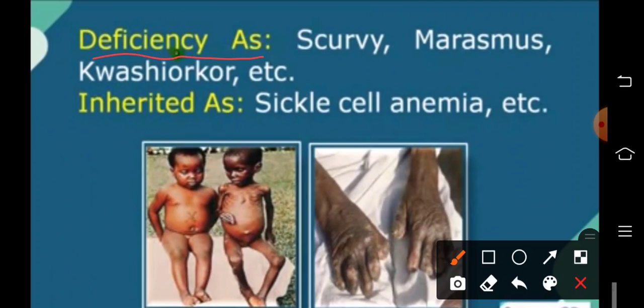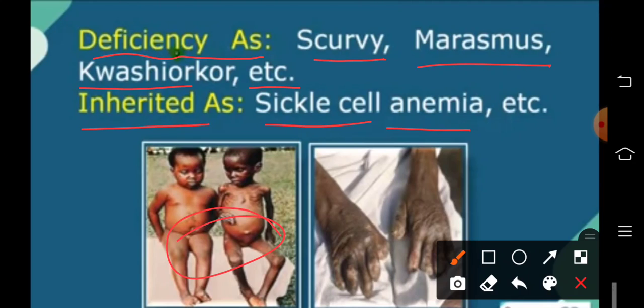Deficiency diseases such as scurvy, marasmus, kwashiorkor, etc. Scurvy you can see in the gums, due to deficiency of vitamin C. This is marasmus and this is kwashiorkor. Inherited means sickle cell anemia.